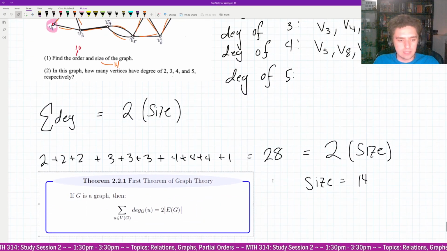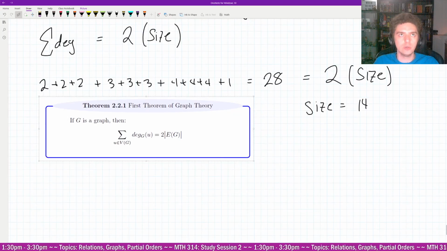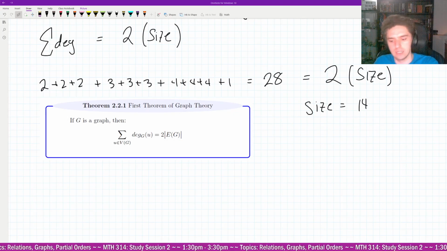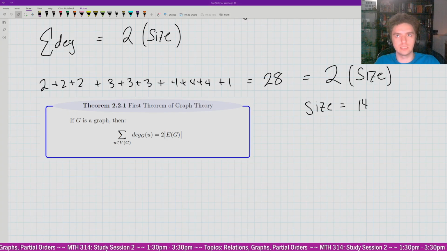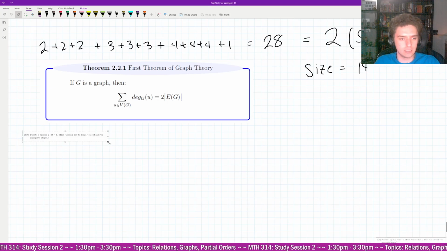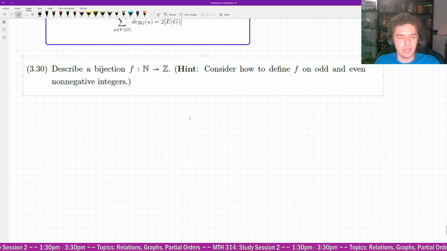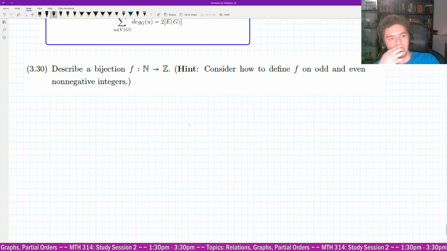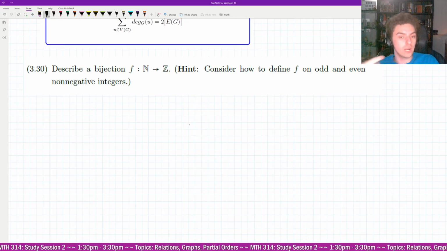So that's that there. We got a couple more minutes left. I think let's just do the last question in functions I liked. I really like that question. So let's do this for the last couple minutes here. Describe a bijection f from N to Z. That's all we need. That's the only requirement, that we have a bijection which goes from the natural numbers to Z, the integers. So remember, a bijection means it's 1-to-1 and onto.